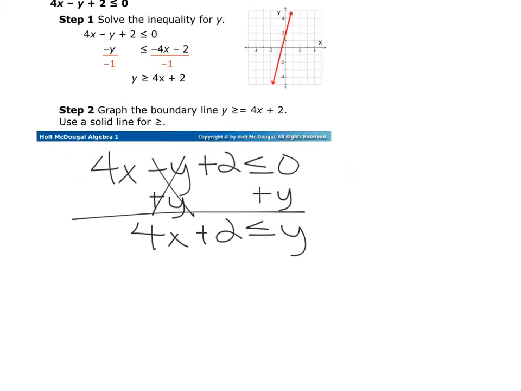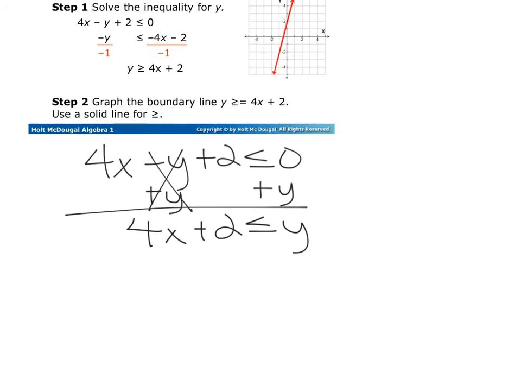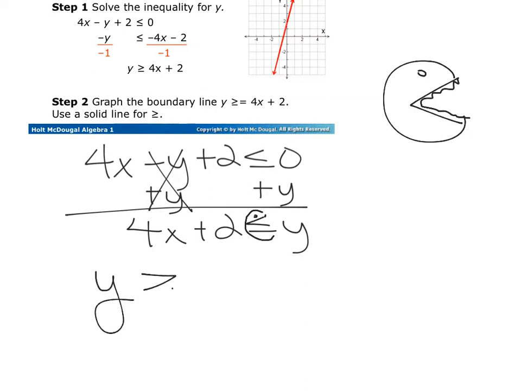Okay, now, remember, I could turn this little symbol into either an alligator, add some teeth, or make him like a Pac-Man, okay? Notice he's wanting to eat the y. So if I want to rearrange it, make sure Mr. Alligator here still eats the y. Everybody with me on that? That you could flip it around? Okay, now it's in y equals mx plus b form.